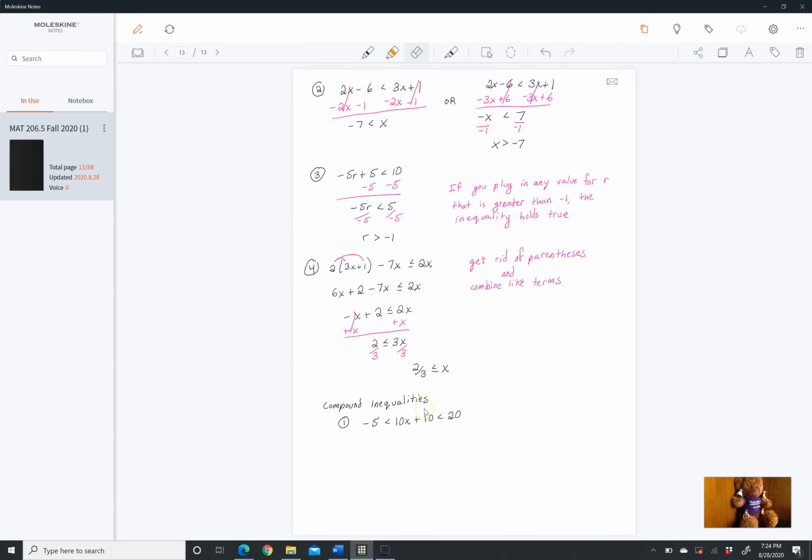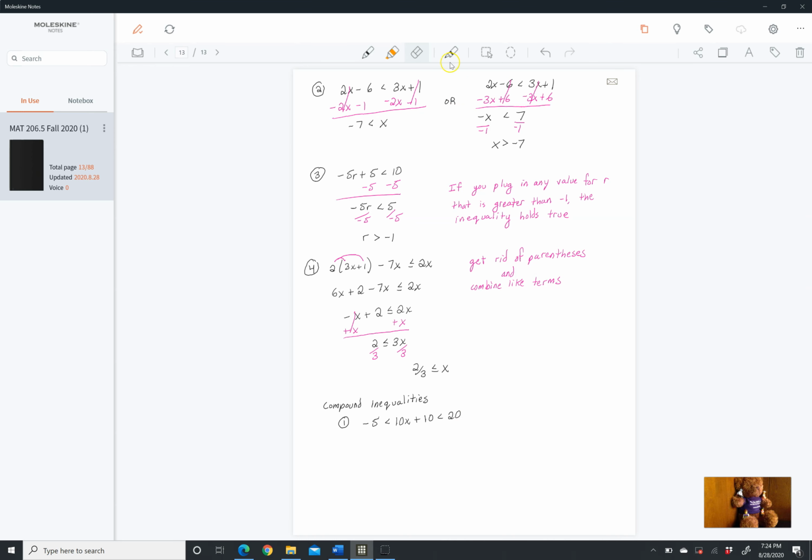Okay, and the way that you solve this is instead of doing something to one side, you're doing it to all 3 sides. Okay, you can break up this inequality into 2 inequalities. I wouldn't recommend doing that. Okay, you can break it up so that you have -5 is less than 10x plus 10. Solve that, and then solve 10x plus 10 is less than 20. The problem with that is it's doing extra work. Okay, you're doing extra writing. And when you break something up, you have to put it back together again. So you're doing a lot of this extra stuff for no reason.